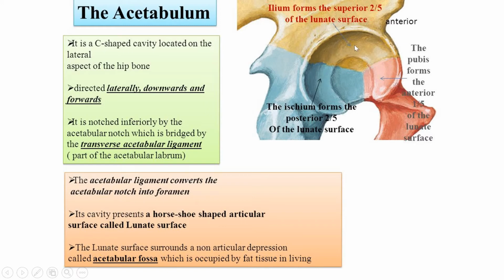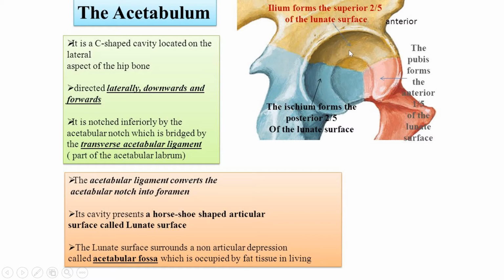Further, you can follow my cursor here. This inverted horseshoe shaped structure is called the lunate surface. It is called the lunate surface because of its similarity with the moon. This particular lunate surface is articular. It means that this is the surface which comes into contact with the head of the femur, and it is covered with hyaline cartilage.